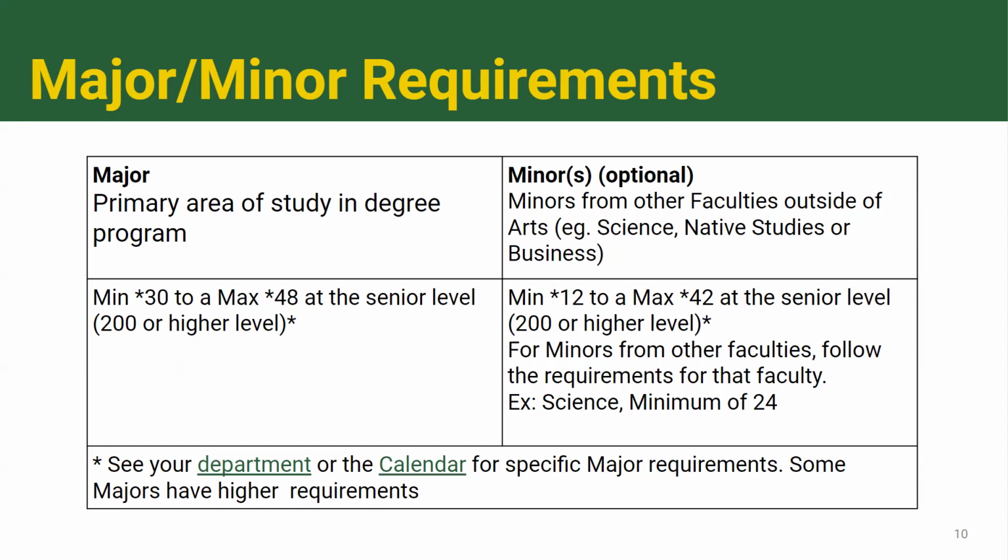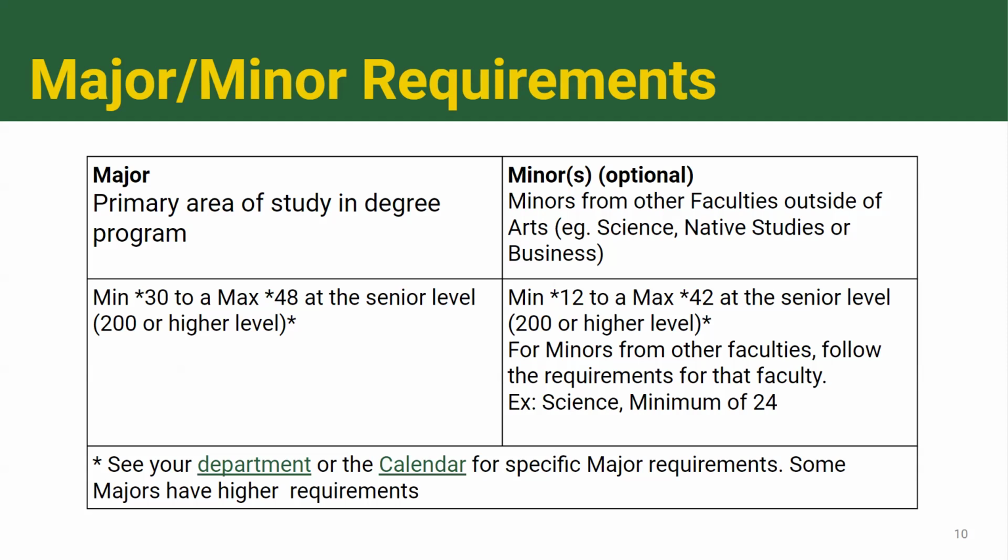Minors, however, are optional. So minors can range from anything offered within the Faculty of Arts as well as from other faculties outside of arts. So you can have a minor in science, native studies, business. These are all options available to you if you chose to do a minor.